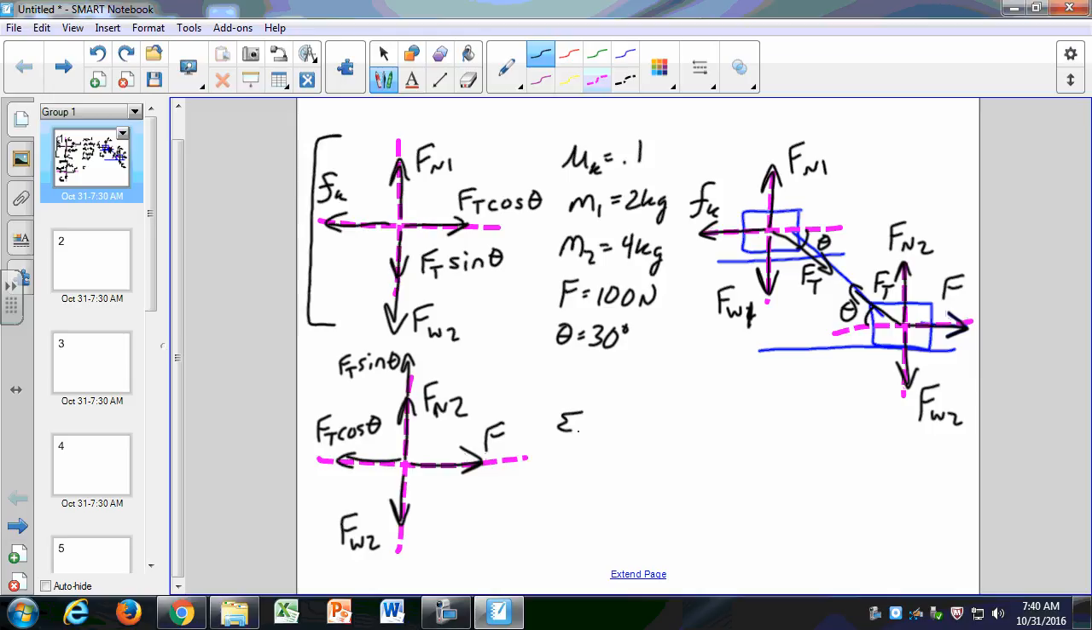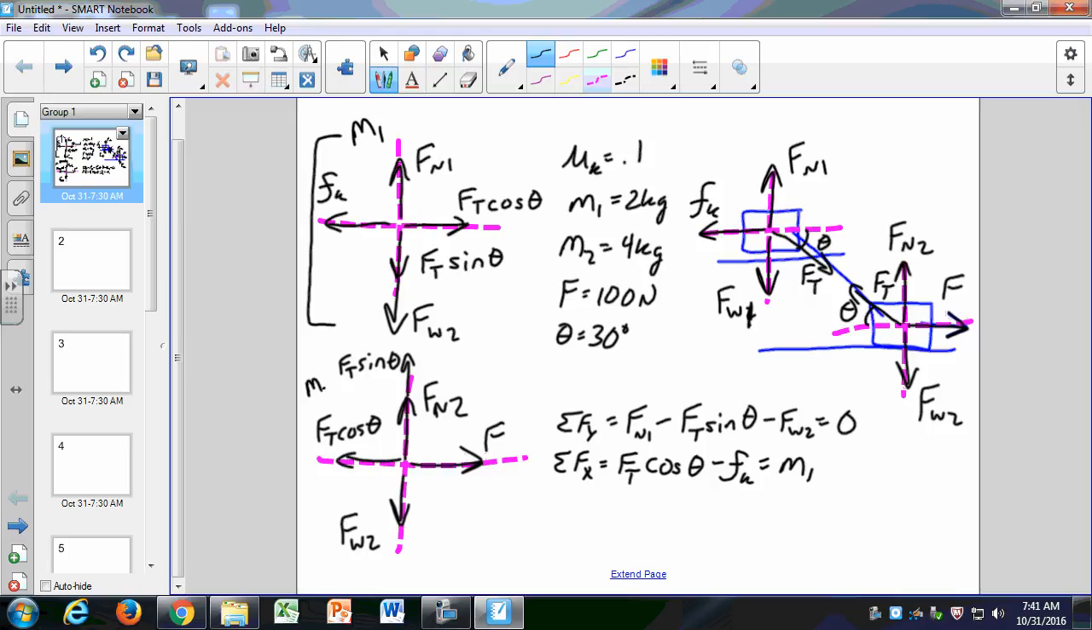I'd say the sum of the forces in the y is Fn1 minus Ft sine theta minus Fw2. That's equal to 0 because it's in the y direction, not accelerating in that direction. And then the sum of the forces in the x direction is Ft cosine theta minus Fk. This is equal to m1, that's the mass of the block, times the acceleration. And then you do that for the second block as well.